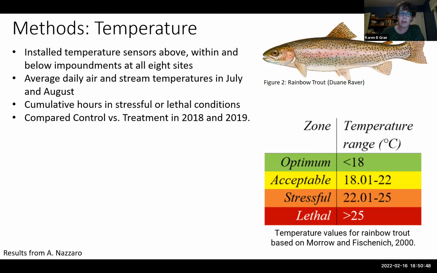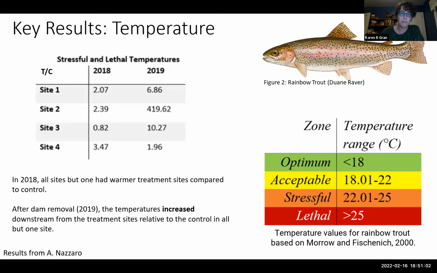So she went through and calculated the average daily air and stream temperatures in July and August, tallied up the cumulative hours spent in stressful or lethal conditions for rainbow trout, and then compared the control versus the treatment in 2018 and 2019. So here are the results from her study.